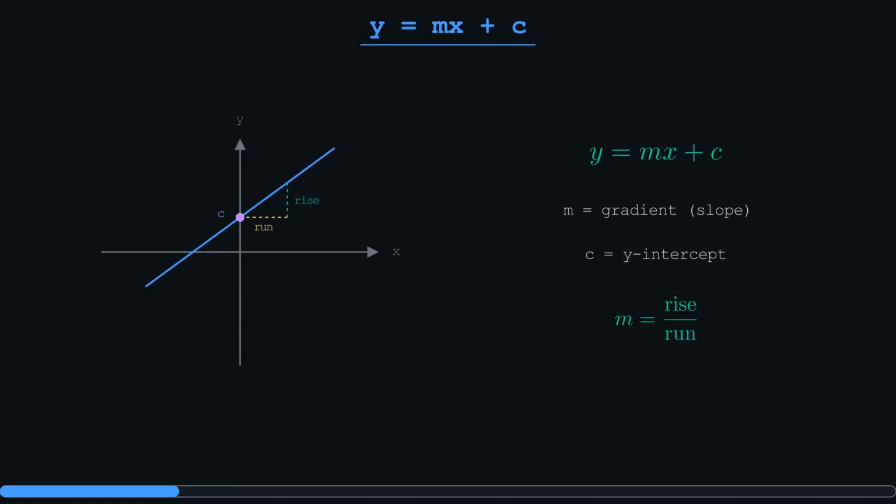A straight line graph follows the equation y = mx + c. Here, m is the gradient or slope of the line, and c is the y-intercept, the point where the line crosses the y-axis. The gradient is the rise divided by the run, how much the line goes up for every step across.